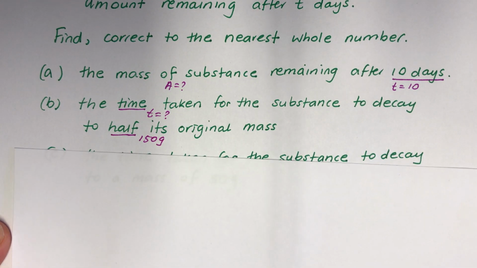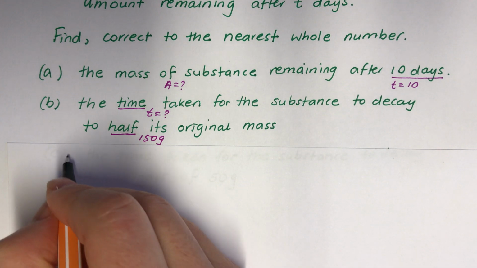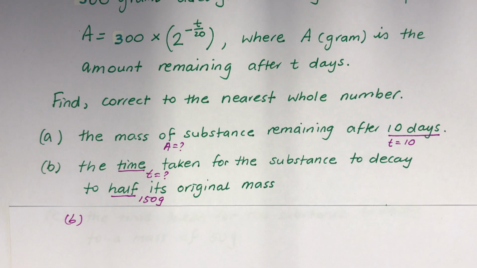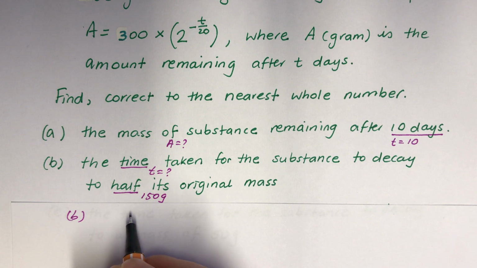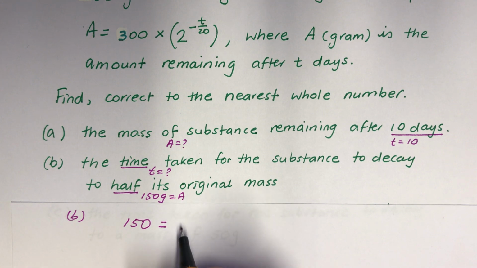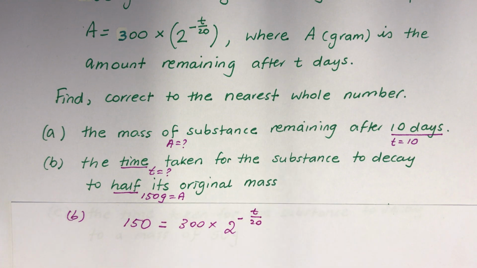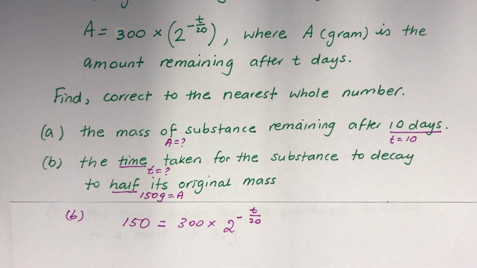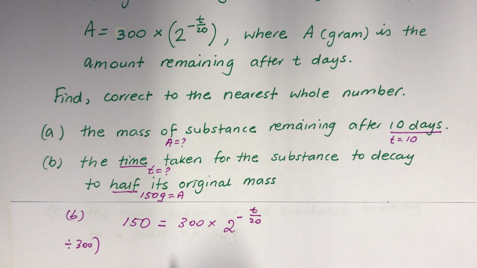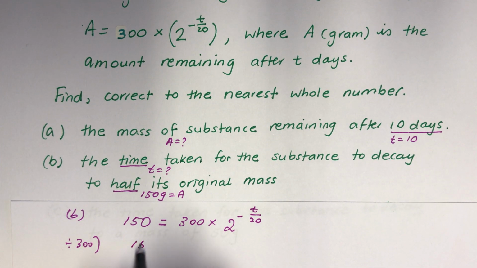So what I'm going to do, part B, I'm going to use the formula up there. So this time A, that's my A, isn't it? So A is 150 grams, and then 300 times 2 to the power of minus T over 20. So how long will it take to be 150 grams? So I'm going to divide by 300 on both sides. So it'll be 150 over 300.